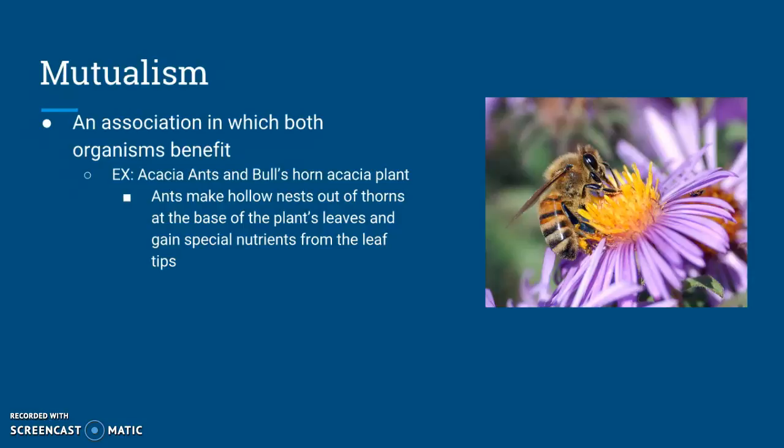Mutualism is an association in which both organisms benefit. So your example here is the acacia ant and the bull's horn acacia plant. The ants make a hollow nest out of thorns at the base of the plant's leaves and gain special nutrients from the leaf tips. Both must benefit. So here we see that the ants have a place to live, and the leaves of the plant get those nutrients. So both benefit. You have to have a beneficial relationship for both here.